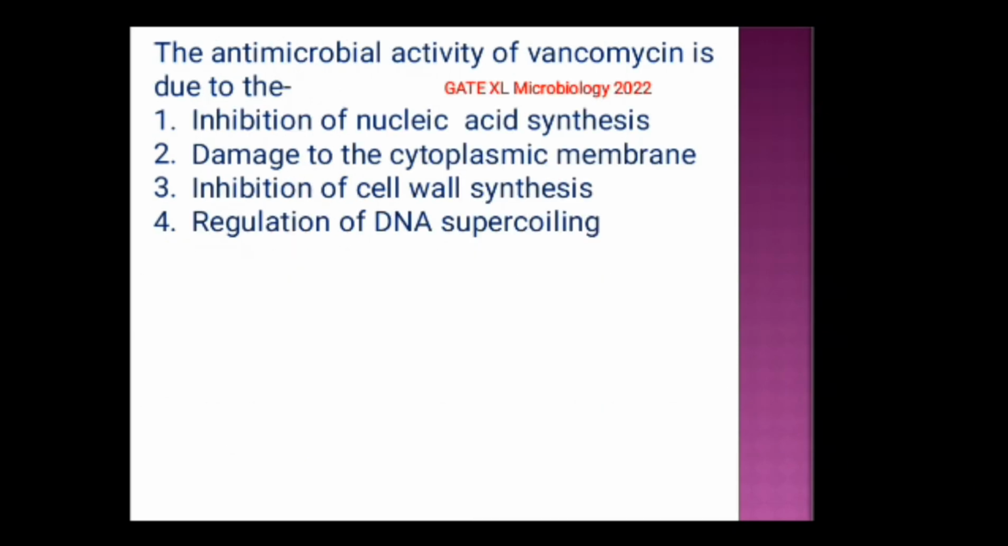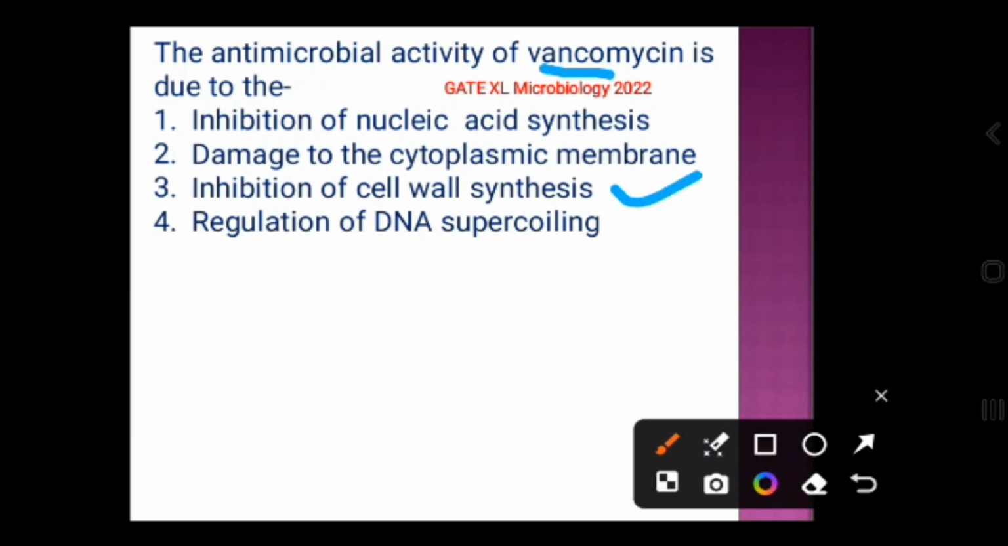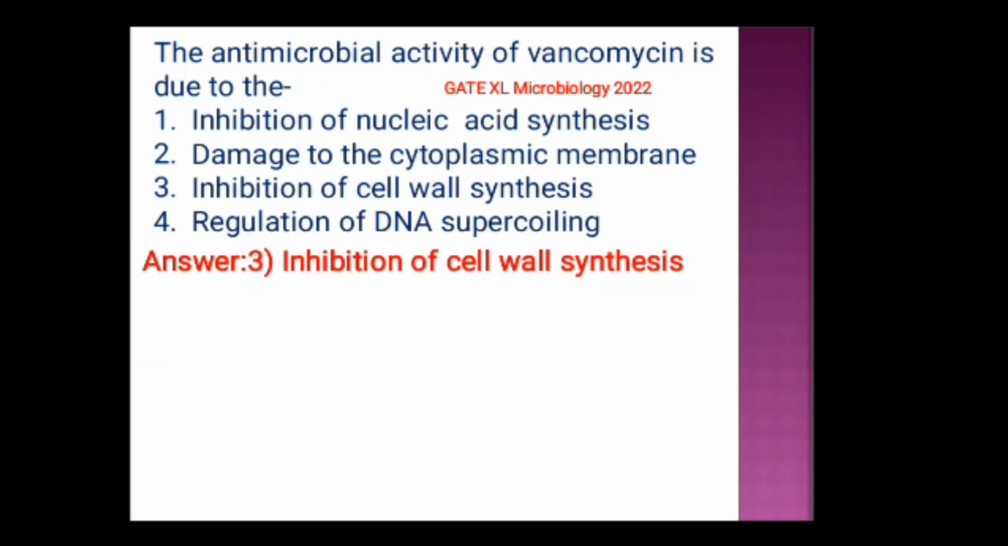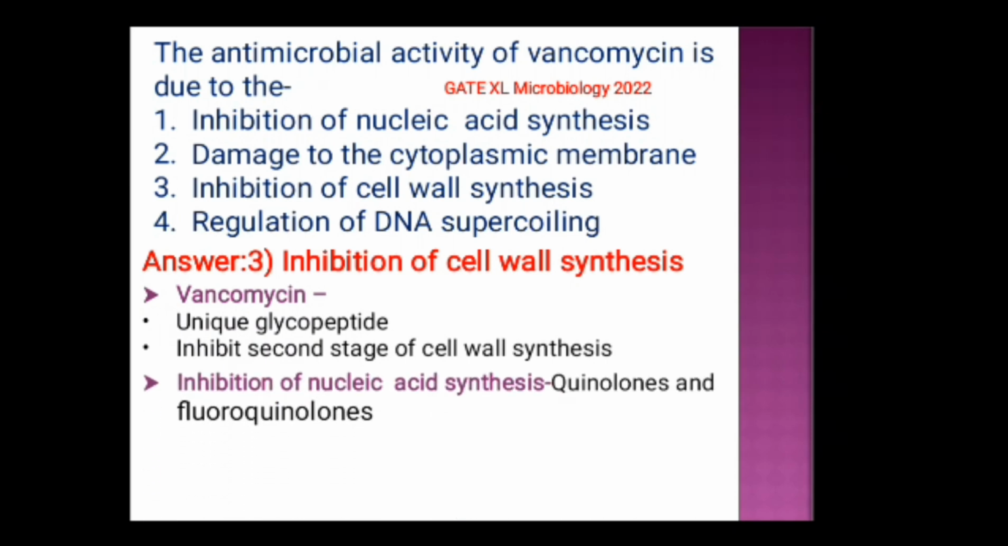Okay. Next question. The antimicrobial activity of vancomycin is due to option 1 inhibition of nucleic acid synthesis, option 2 damage to the cytoplasmic membrane, option 3 inhibition of cell wall synthesis, option 4 regulation of DNA supercoiling. As we have already discussed, vancomycin inhibits cell wall synthesis, it inhibits the second stage of cell wall synthesis. So the option will be 3, that is inhibition of cell wall synthesis. Whereas vancomycin is a unique glycopeptide and it inhibits the second stage of cell wall synthesis in bacteria.